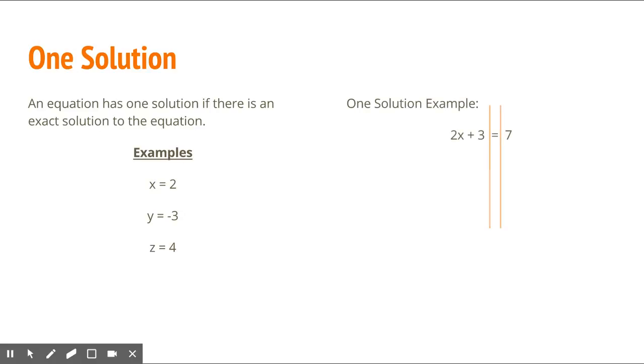To solve this, I have to subtract 3 from both sides first. And now I've got my variable alone, but I need to divide by 2 on both sides to get x completely by itself, which gives me x equals 2. This tells me there is one solution. 2 is the only solution, and if I plug that back in to the equation, I'll get 7 on this side, just like there is a 7 on the right side. So that tells us there is one solution.